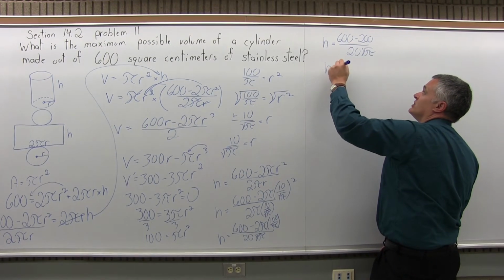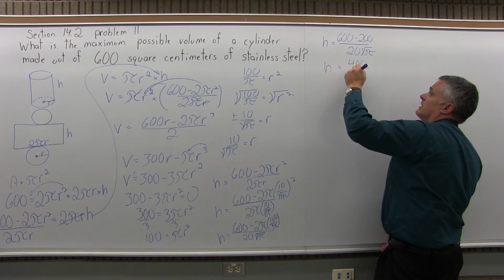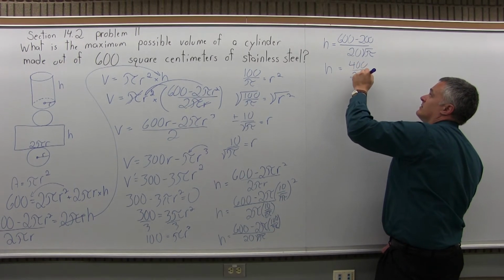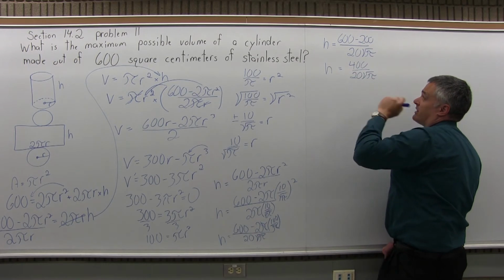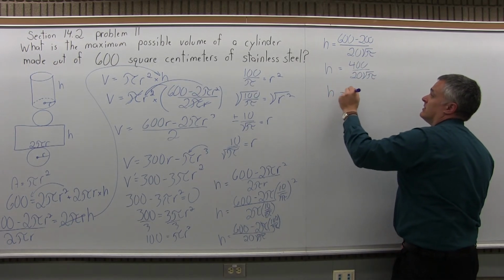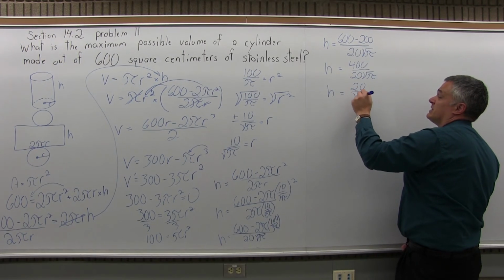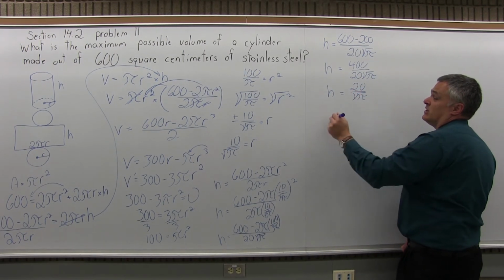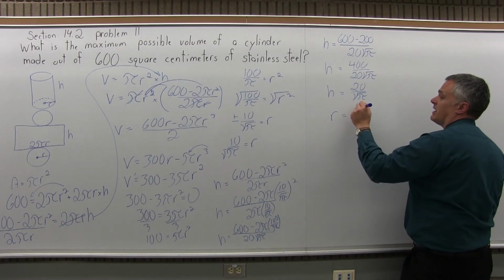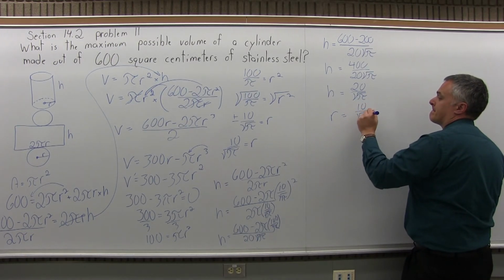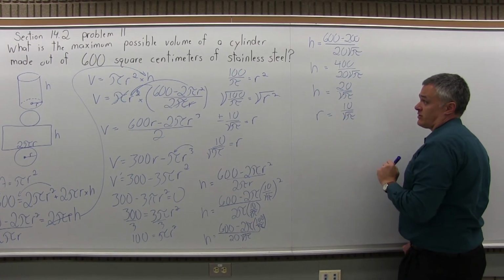And in the bottom, 20 square root pi. So now H equals 600 minus 200 in the top is 400 over 20 square root pi. And the 400 over 20, I can reduce that. So the H is 20 over square root of pi. So that big mess did reduce down pretty good. So the R was 10 over square root of pi. And the H is 20 over square root of pi.